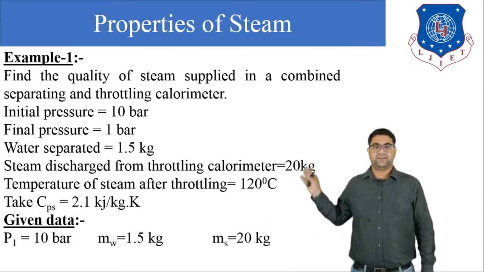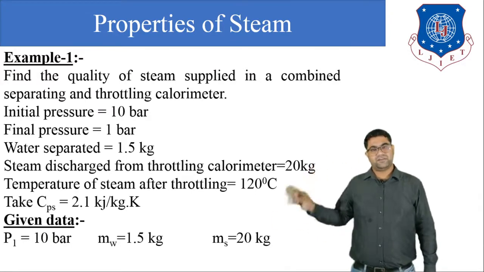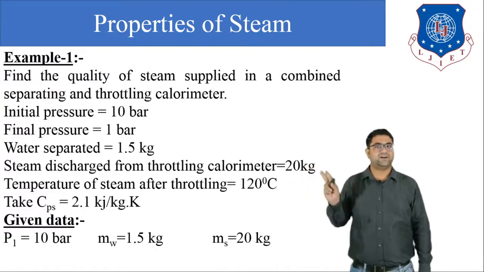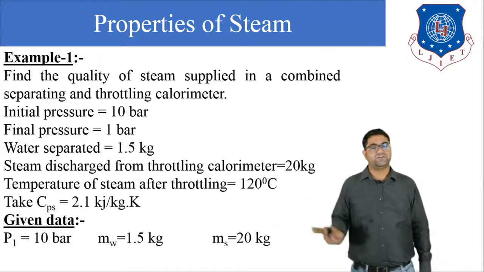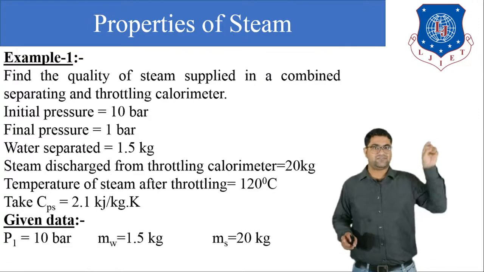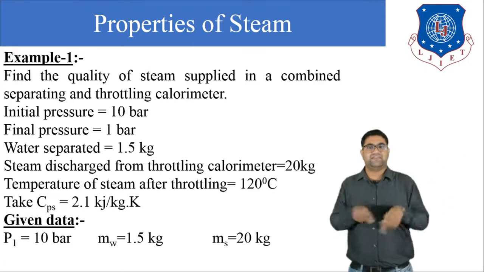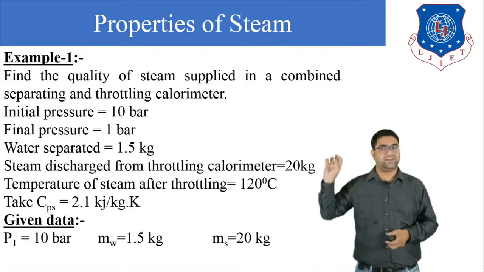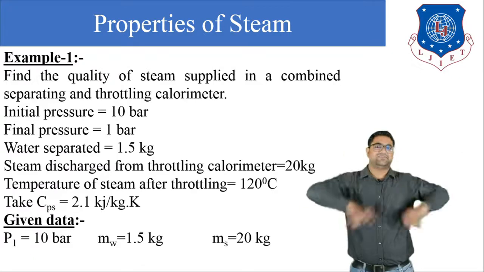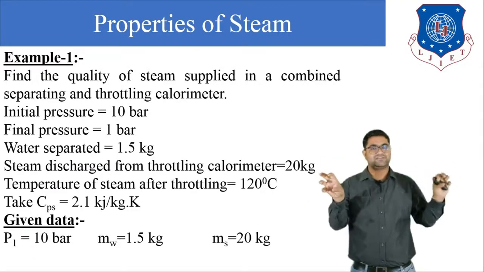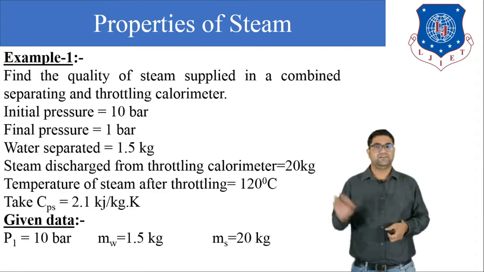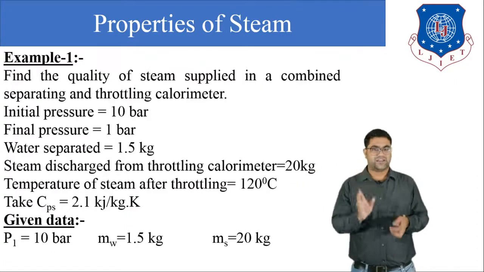Pressure is 10 bar, so at 10 bar we can take the values from the steam table. Mass of water and mass of steam are given. Mass of water is 1.5 and mass of steam is 20. With the help of these two data, we can get the dryness fraction in the separating calorimeter, that X equals ms upon mw plus ms. So directly we can get the dryness fraction for the separating calorimeter. Then we have to calculate for the throttling calorimeter, and after combining these two values, X1 and X2, after multiplying both values, we can get the final dryness fraction of the separating and throttling calorimeter.